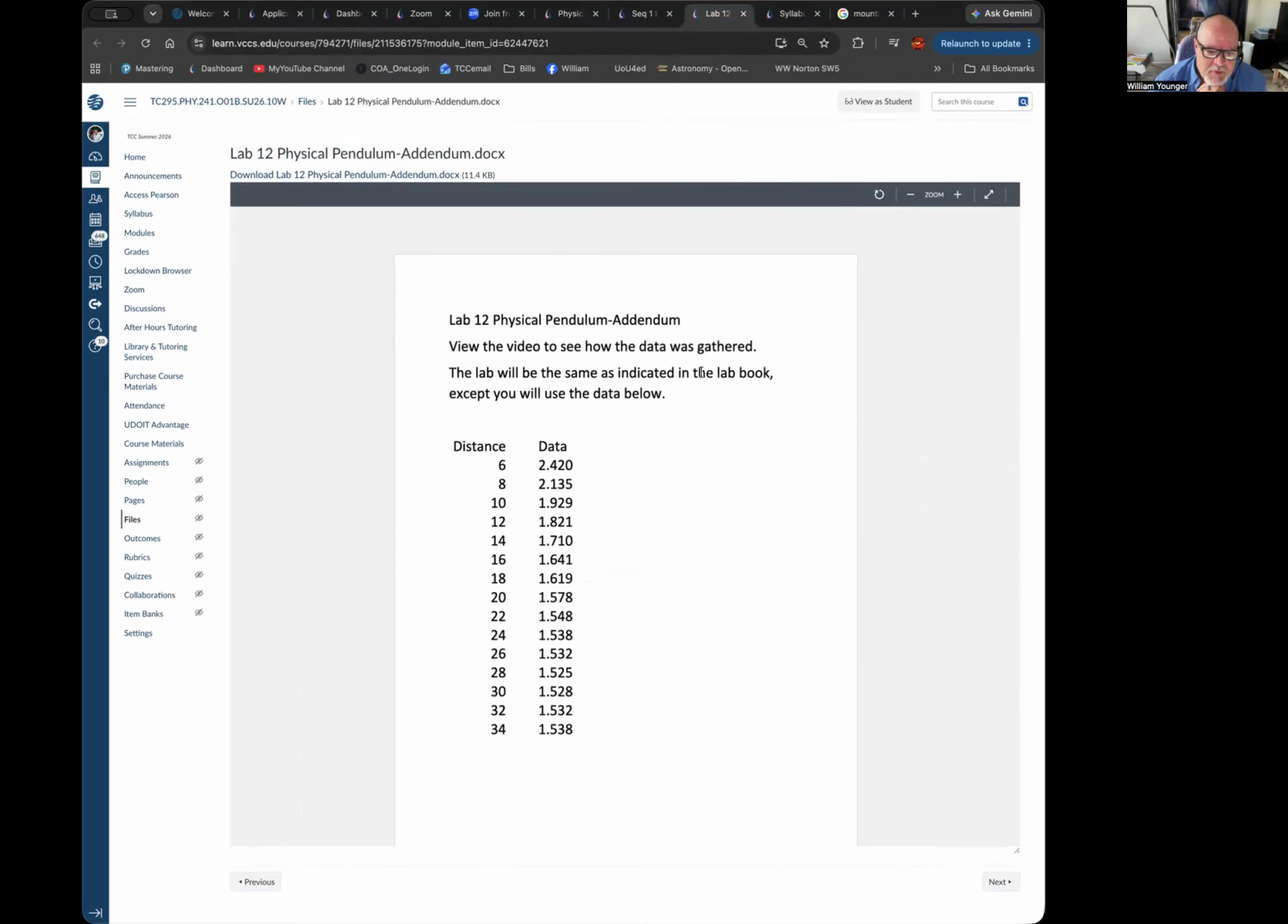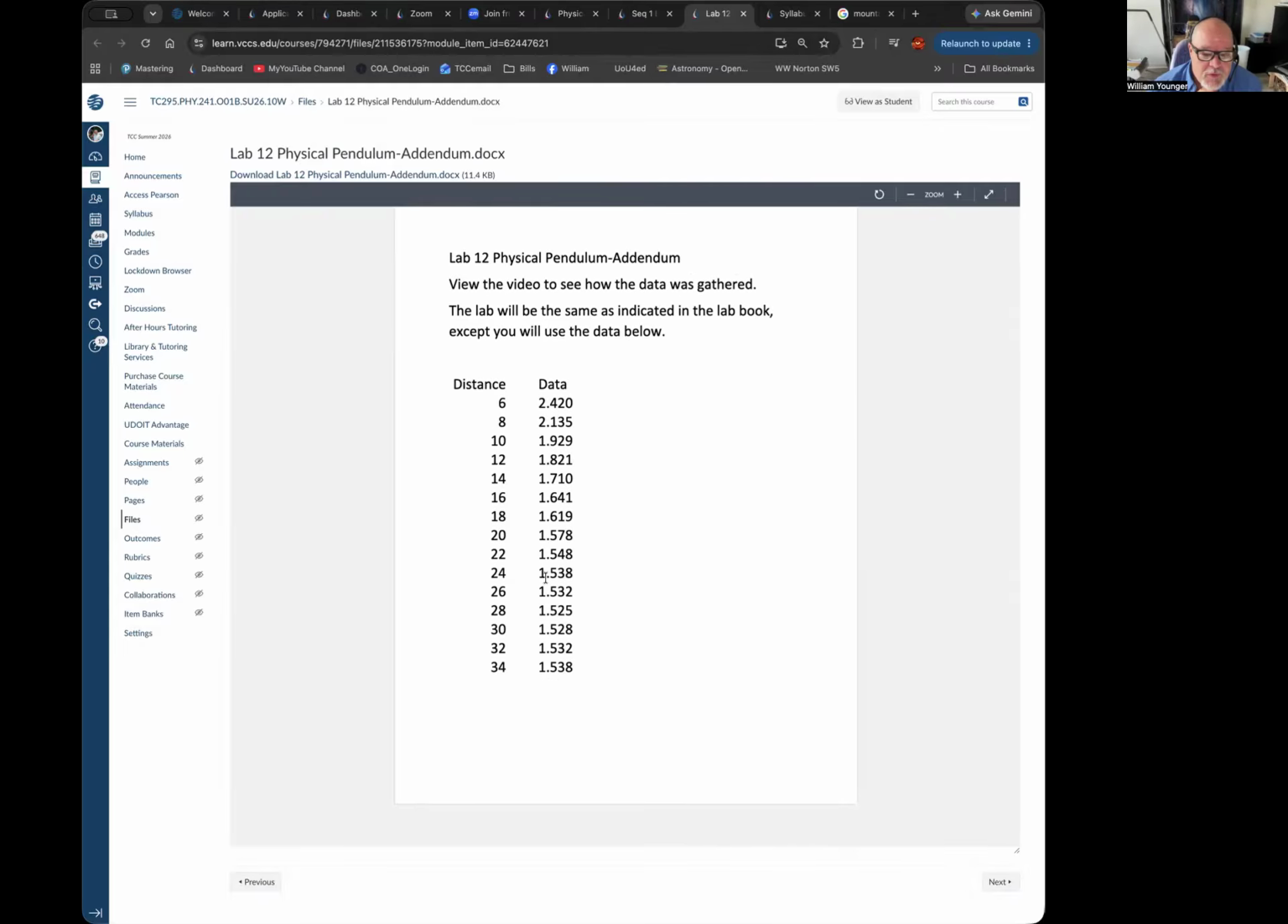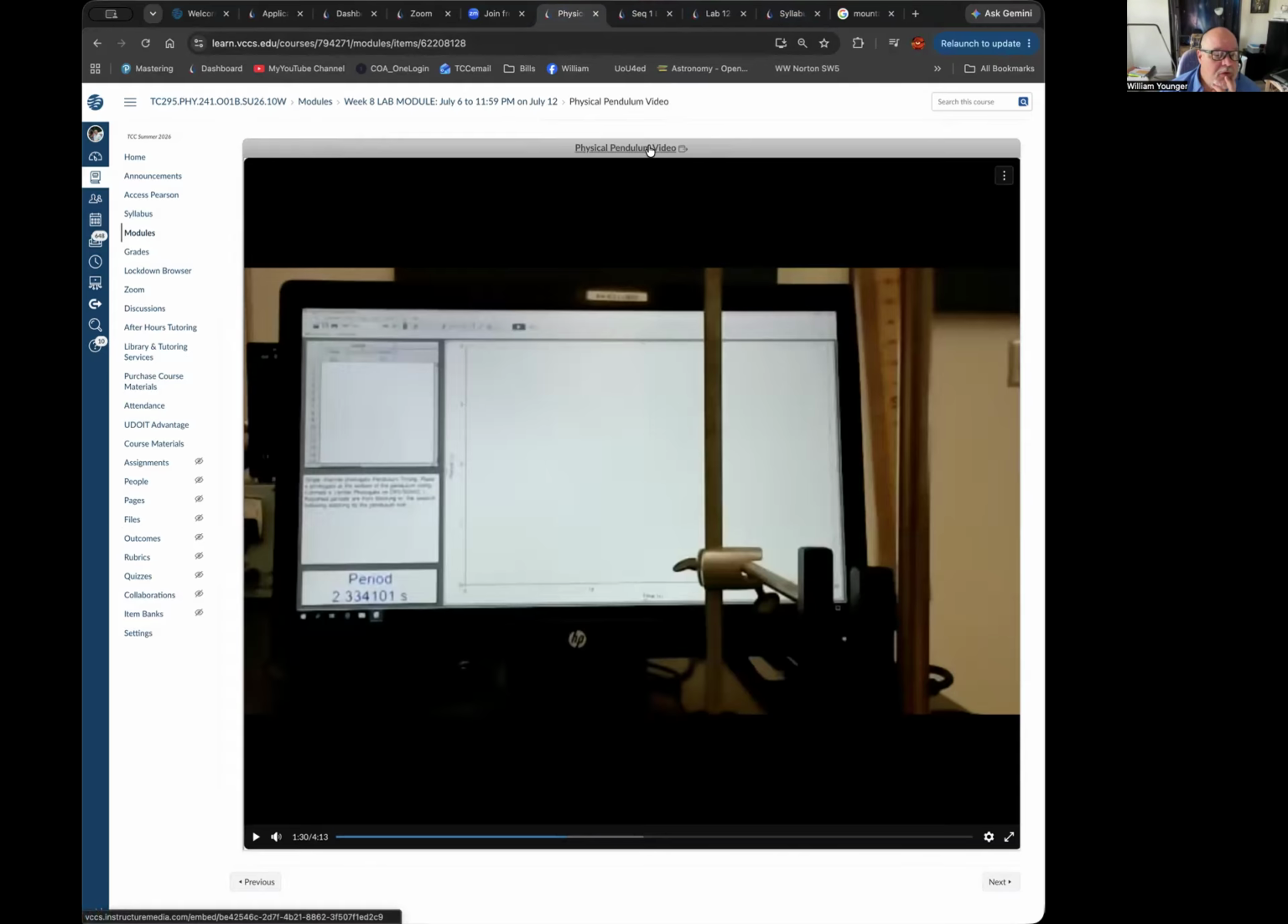The lab will be the same as indicated in the lab book, except you will use the data below, and they just gave us the distance being 6. They got 2.4208, 2.135, so on and so forth. And notice they didn't put the center of mass of the meter stick in here because you get that from the video. So now I'm going to show you what the video looks like.